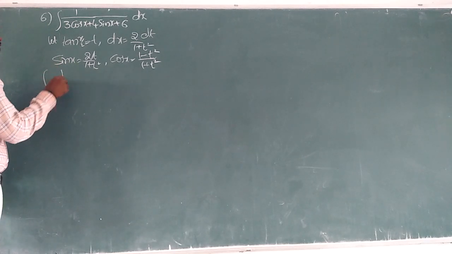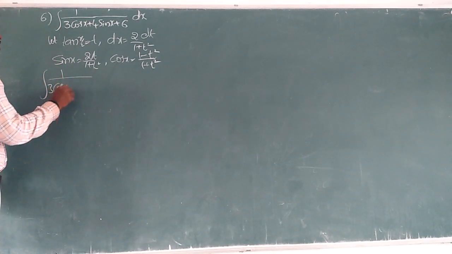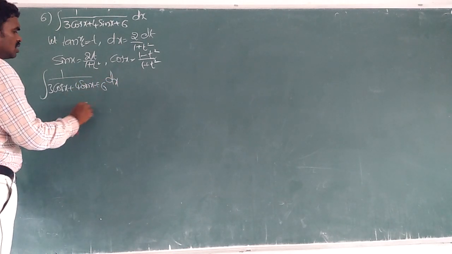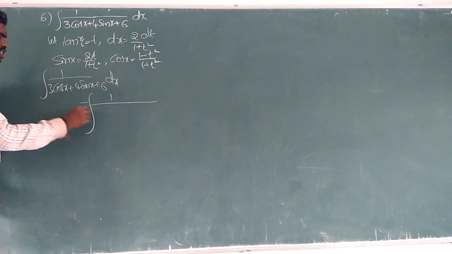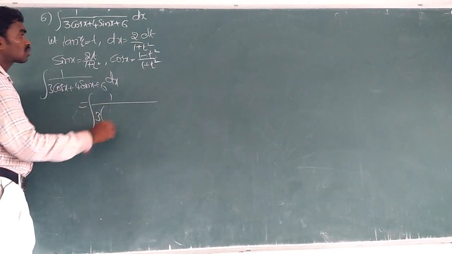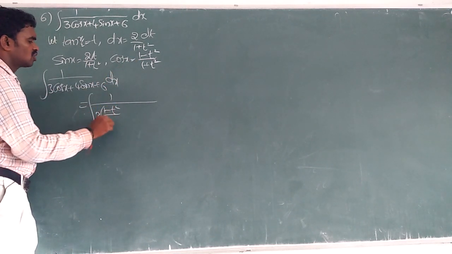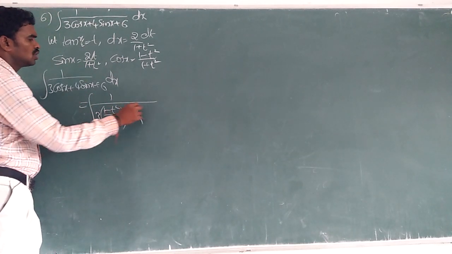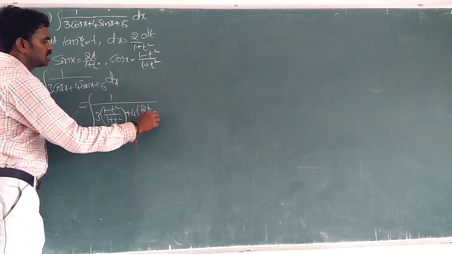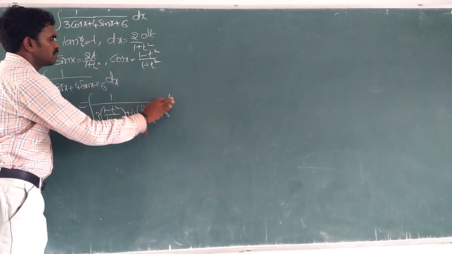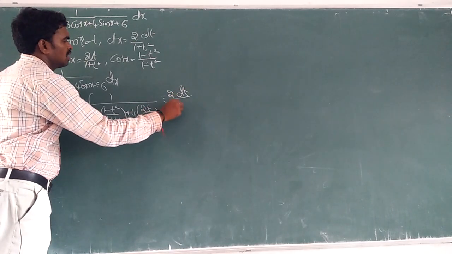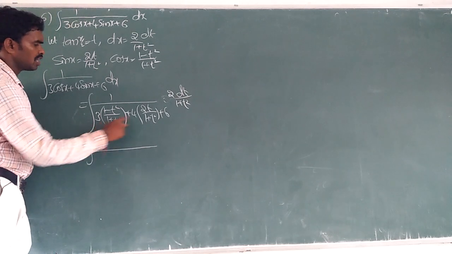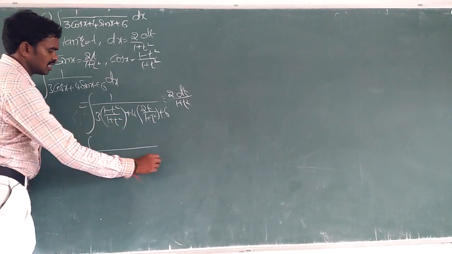Now take the question: 1 by 3 cos x plus 4 sin x plus 6 dx becomes 1 by 3 into cos x. What is cos x? 1 minus t square by 1 plus t square, and plus 4 into sin x, which is 2t by 1 plus t square, plus 6, and dx means 2 dt by 1 plus t square. Now this is integration of, see, denominator 1 plus t square is the LCM.